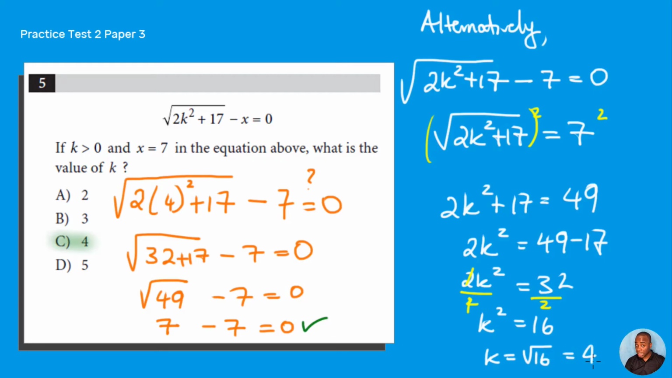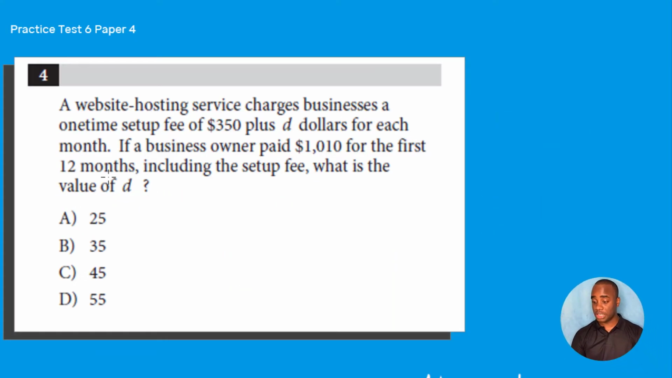So yeah, we found the answer. But it took more time. So that's how using the answers can help. Let's try another one. Now in this SAT question, it comes from practice test 6, paper 4.